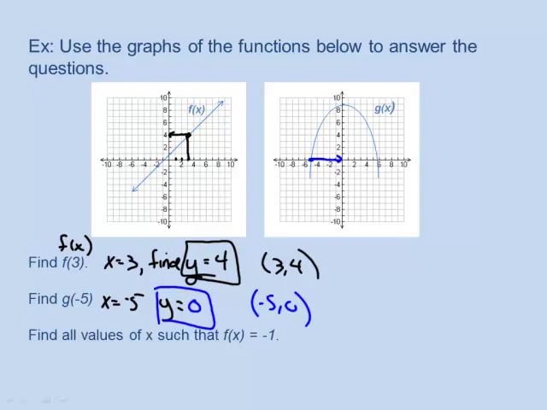Now be careful on this next one. Find all values of x such that f(x) is equal to -1. In this case, they're giving you the y value. Okay, they're telling you that y is equal to -1, and they want you to find the corresponding x values. So in this case, we're going to look along the y-axis on the f(x). Find where y is equal to -1. That would be right here. Follow it over. Find the corresponding x value. The corresponding x value is -2. So in this case, the ordered pair would be (-2, -1).